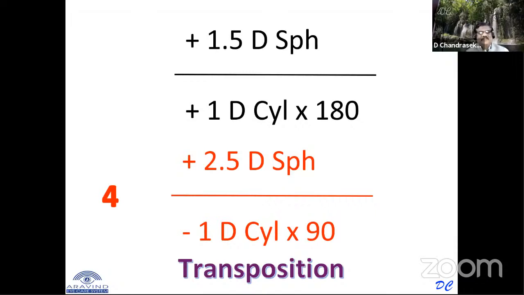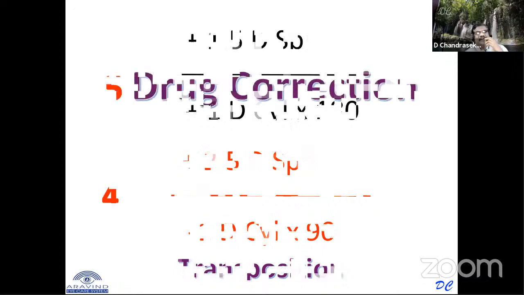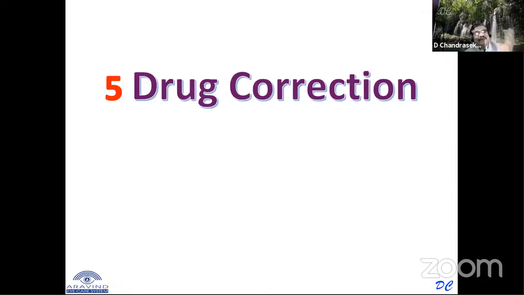Below it becomes minus 1 at 90 degree. This is the transposition, so both are the same power. How do you know whether it is correct? If you look at the retinoscopy, plus 2.5 will be on the other side, the distance correction. Okay, I'll show that.